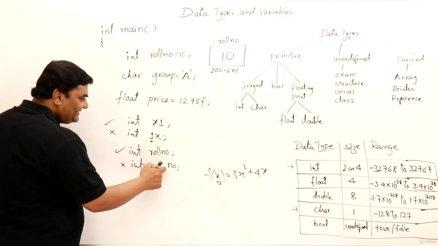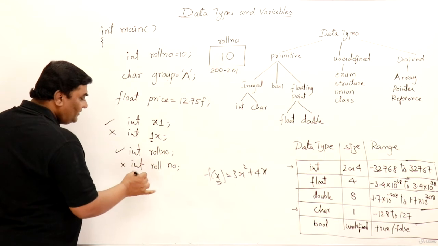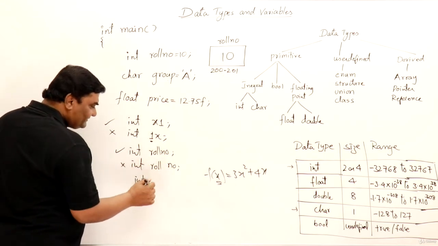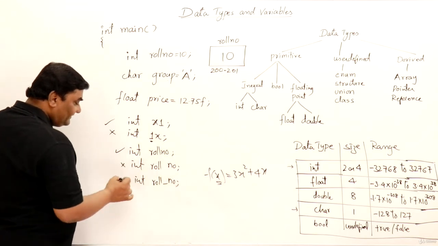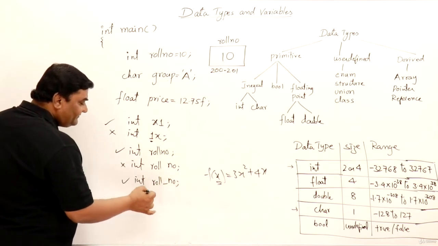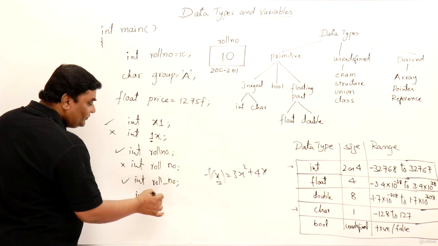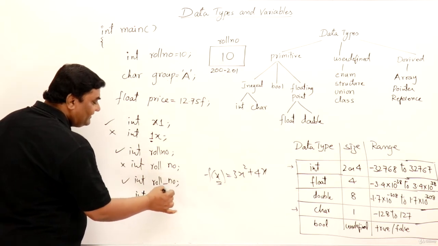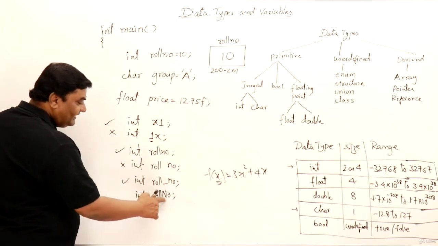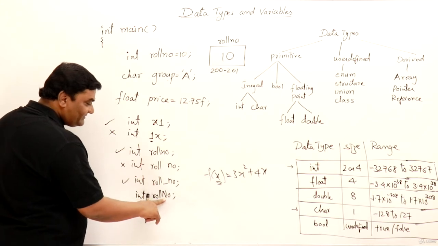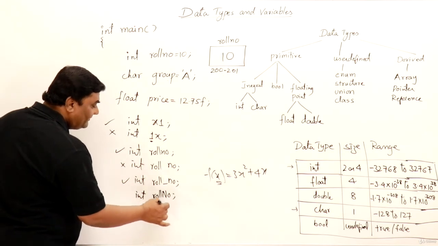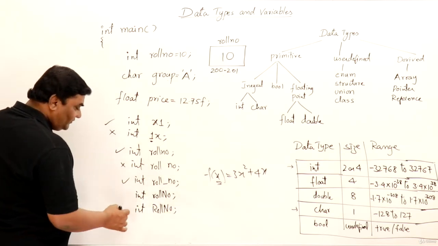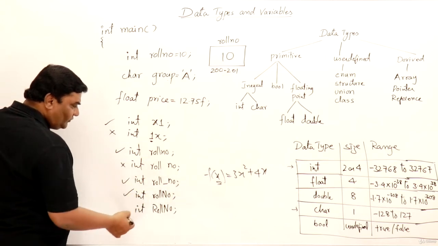There should not be any space in between a variable name. If at all you want to separate them as two words, then you can use an underscore, roll_number. This is allowed. And sometimes it's better, this is followed in Java, we can use rollNumber with roll in small letters and Number, the second word, starting with a capital letter. This notation you can follow. This is called camel notation, followed in Java.